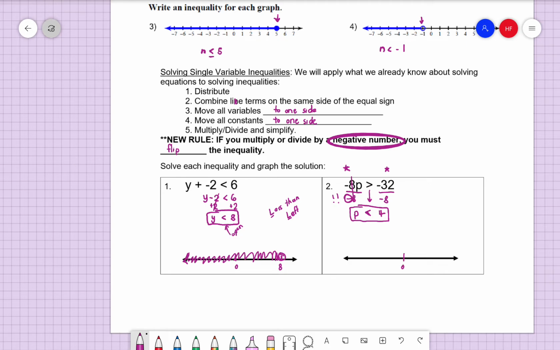So 0, we'll see that this is 4. Draw my circle there. This should be open because it doesn't have the line underneath. So open circle on 4, and it is less than, so it's everything to the left.